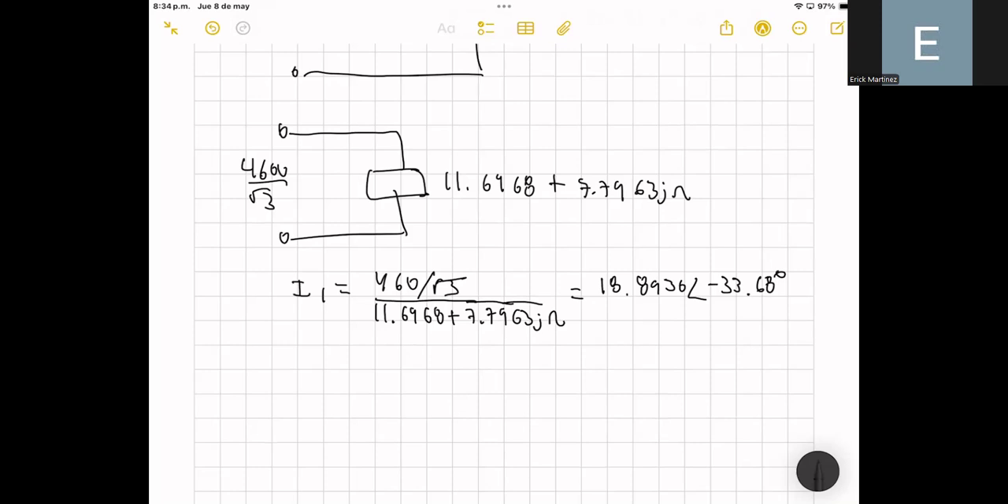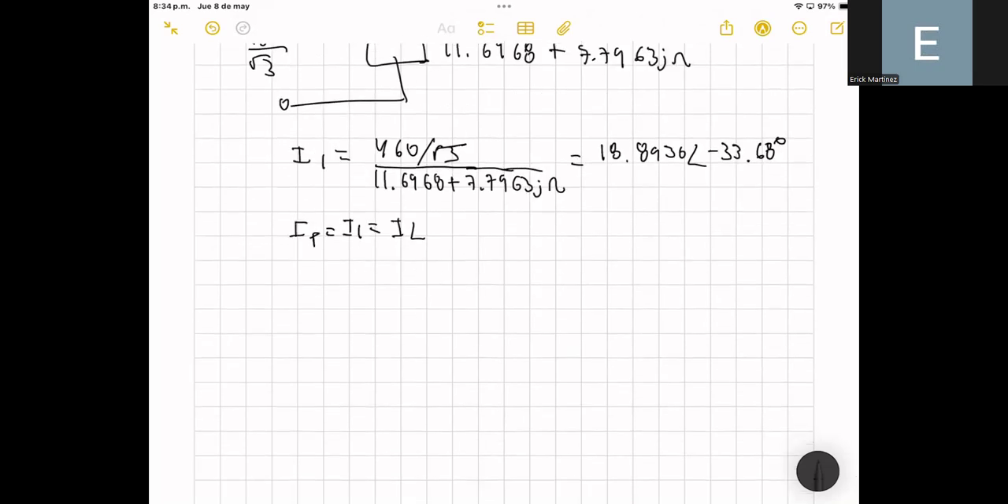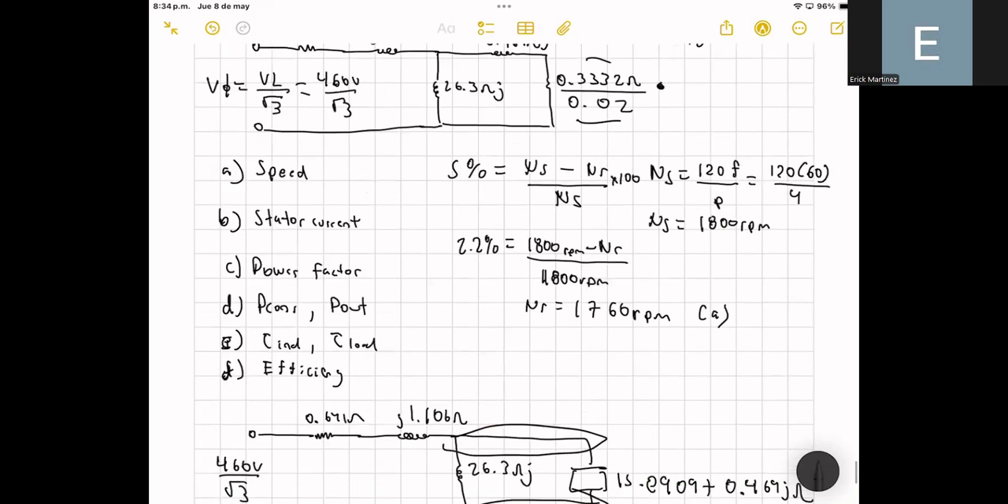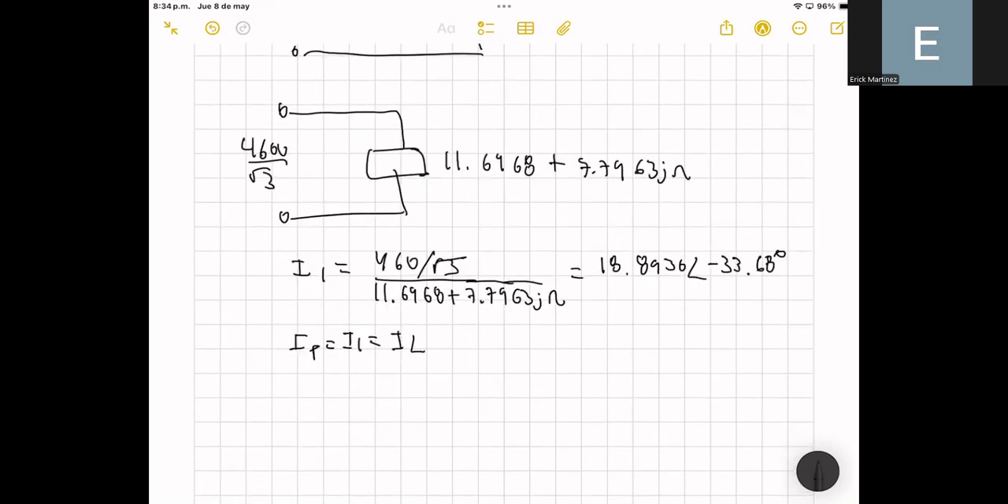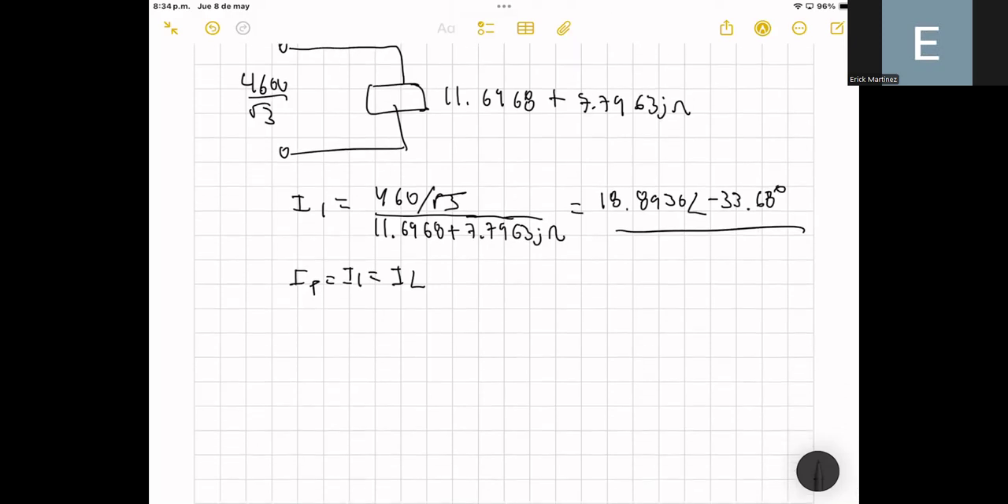of the induction motor. Also remember that for a star-connected induction motor, the phase current, that in this case is I1, is equal to the line current, okay? And also, well, we can compute the power factor of the motor. That's one of the points that we need to compute. We have computed the current of the stator. Because we know that, well, this is the phase current. The phase current is equal to the line current, and this is the value that you need to get. So this is the second point.